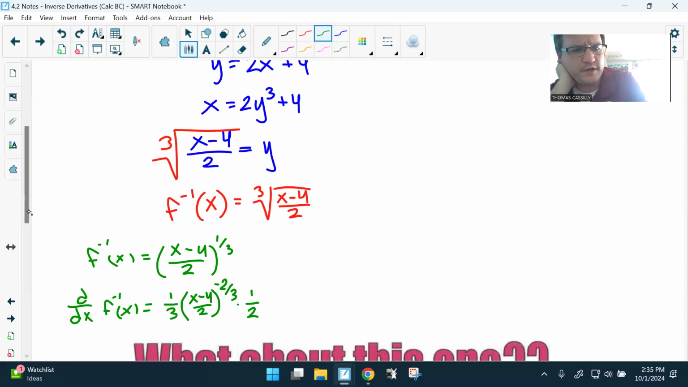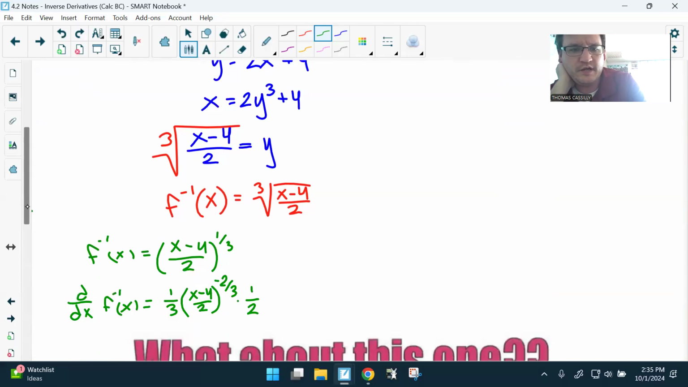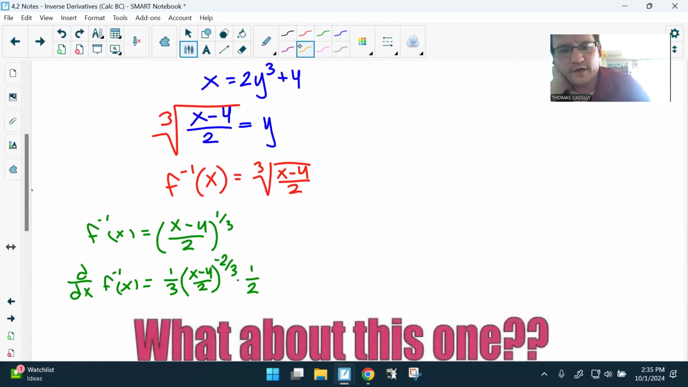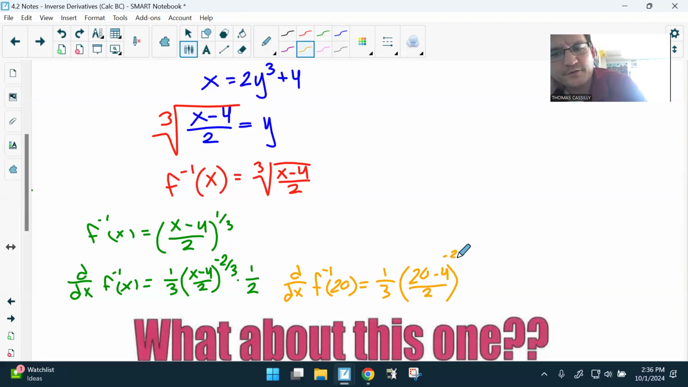So I think, what do they want us to plug in? They want us to plug in a 20. All right. So if I do that, if I say the derivative of the inverse of that 20, all right, I don't have a clue what this is. 1/3 times 20 minus 4 over 2 to the negative 2/3 times 1/2. All right, let's see here.